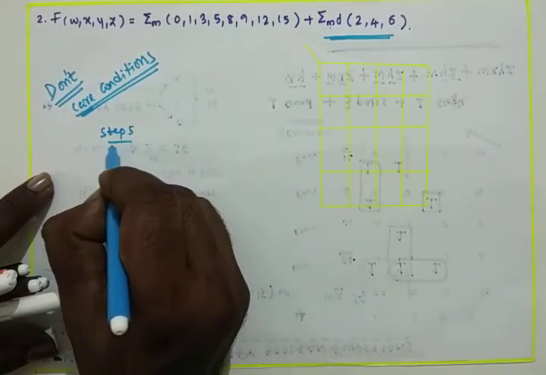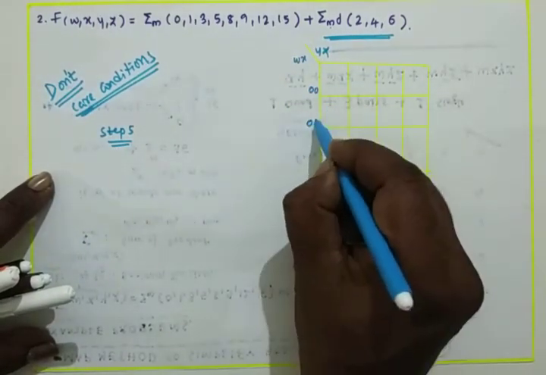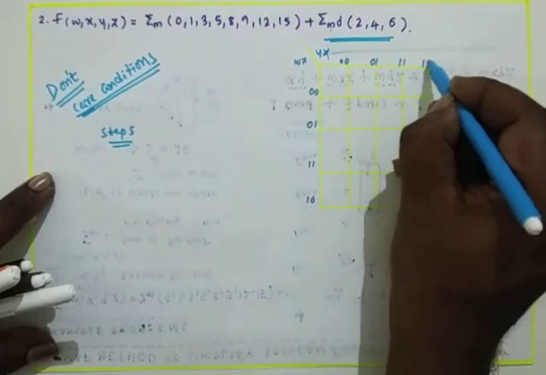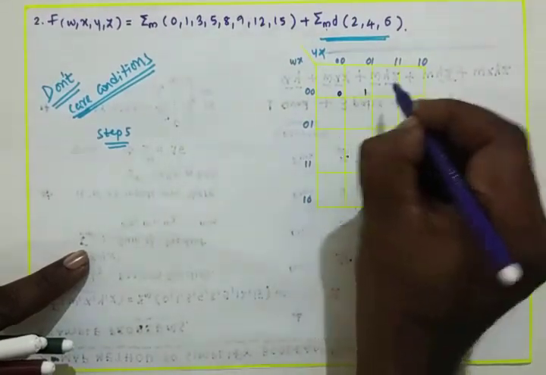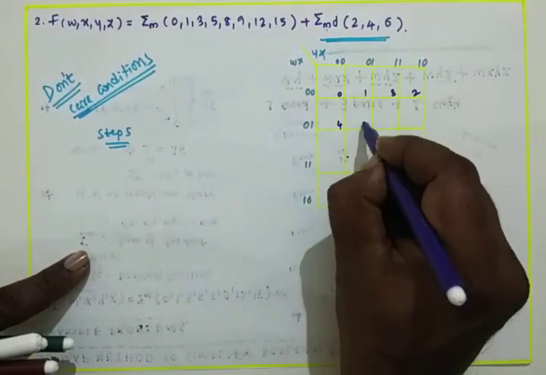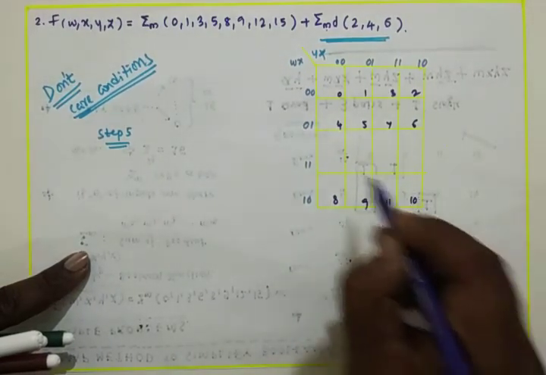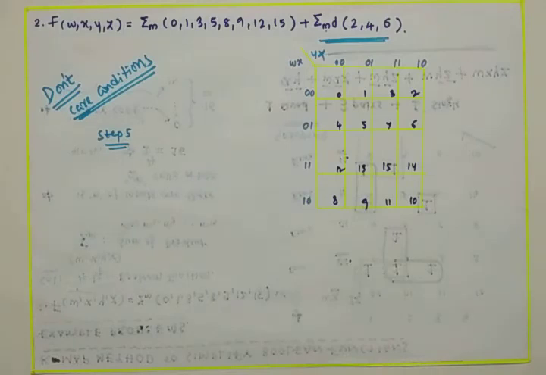Now step 5. We draw the K-map with W X against Y Z, with 00, 01, 11, 10 along both sides. The box numbers are 0, 1, 3, 2, then 4, 5, 7, 6, then 12, 13, 15, 14, then 8, 9, 11, 10. Now put the given question into these cells, so that you can easily go with the next step of grouping.